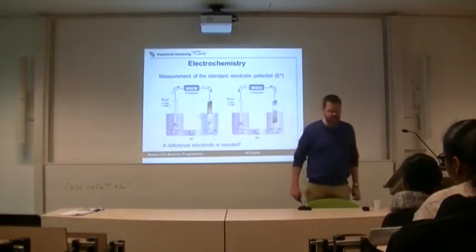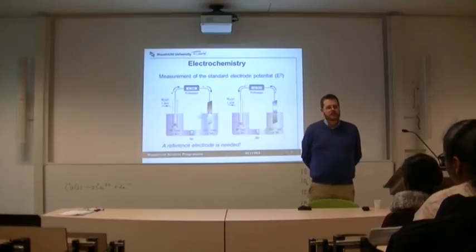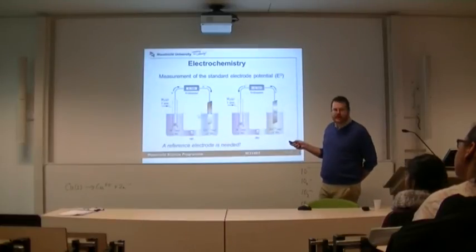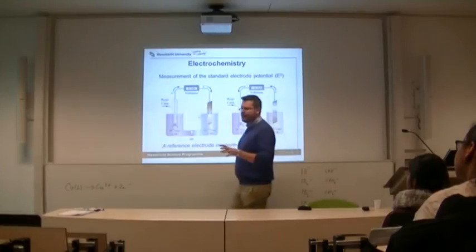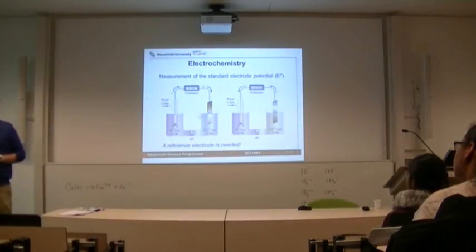Start with the potential. What is the potential associated with this copper half reaction? 0.34. Yes, 0.34 plus. That means the process is going to happen. What about the zinc reaction? It's not going to happen because it's negative.